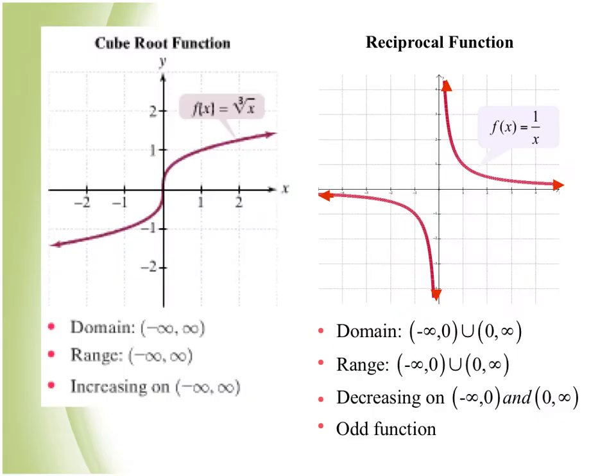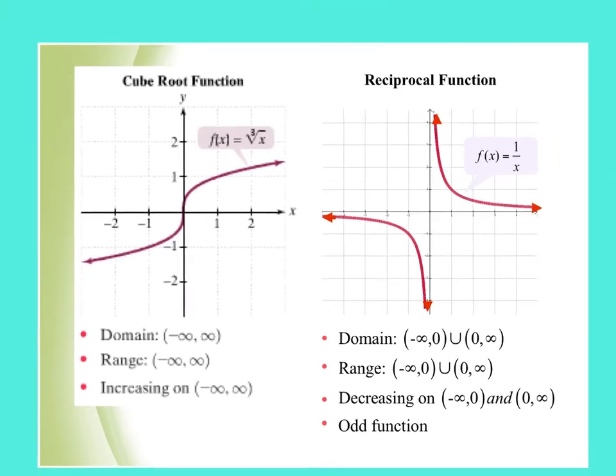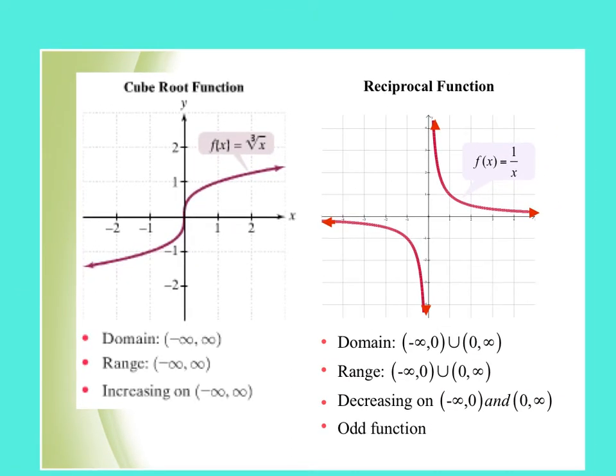Okay, a little less common, but you'll still see them, are the cube root function and the reciprocal function. So the cube root is almost like your cubic function, but it's turned sideways. Or if you think about the square root function, it's reflected over the origin, okay? Domain here is negative infinity to positive infinity. Arrows point left and right, and you can cube root anything. Range, negative infinity to positive infinity, and it's constantly increasing.